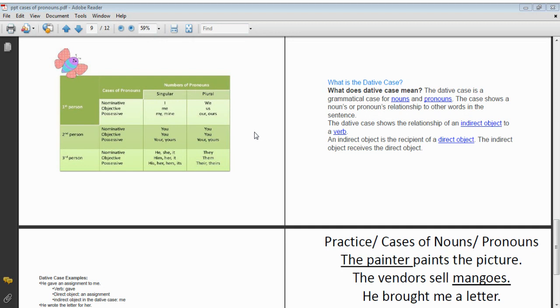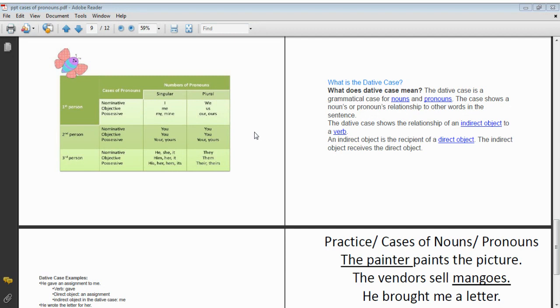Whether you have to talk about more than one person or about so many people, again you will use you. So the nominative case is you, and the objective case of you is again you, and the possessive case of you is your or yours. And the same is the case in the plural second person pronoun. Then we come to the third person pronoun. Very, very important it is.